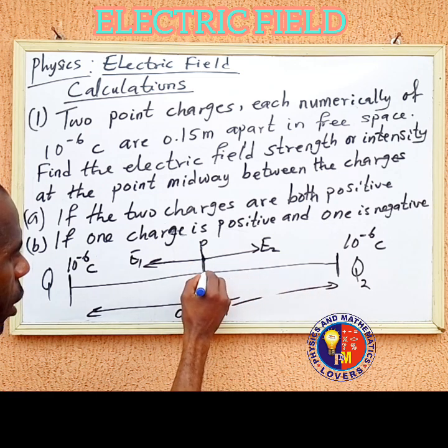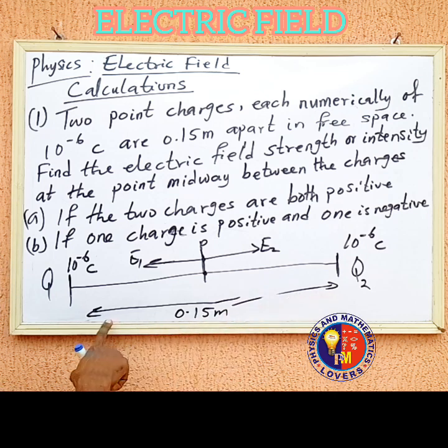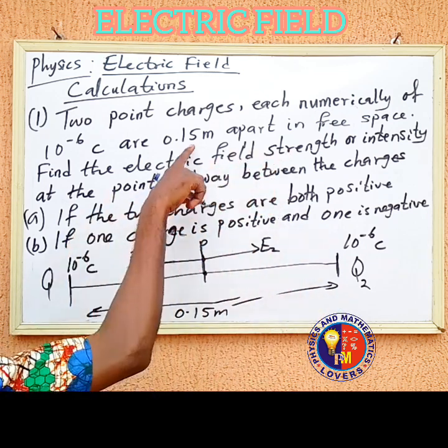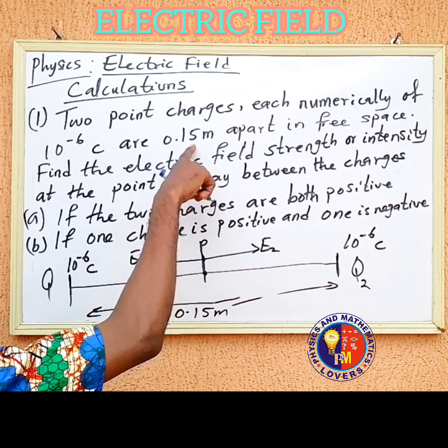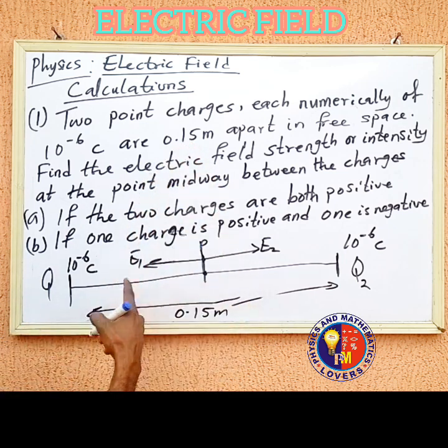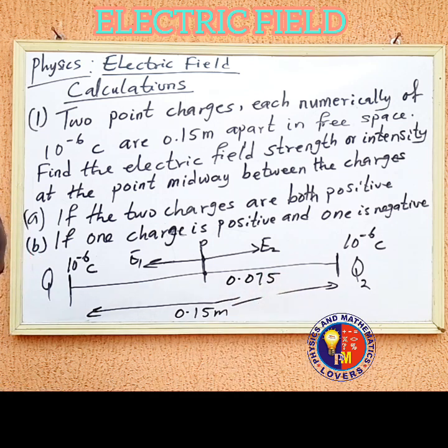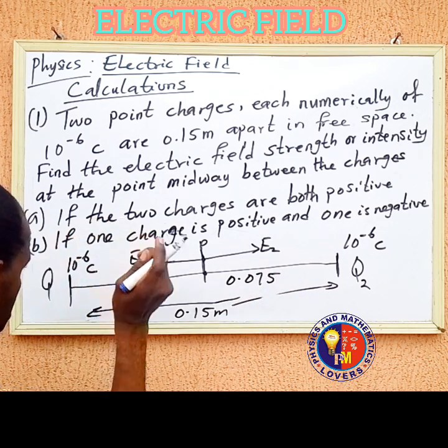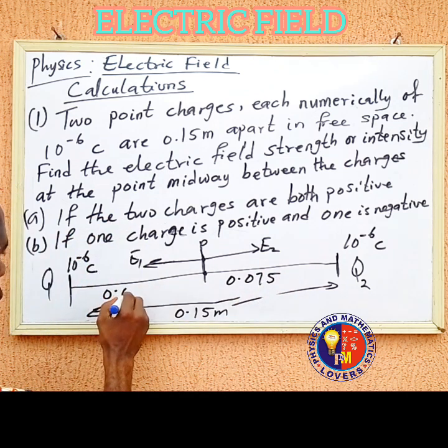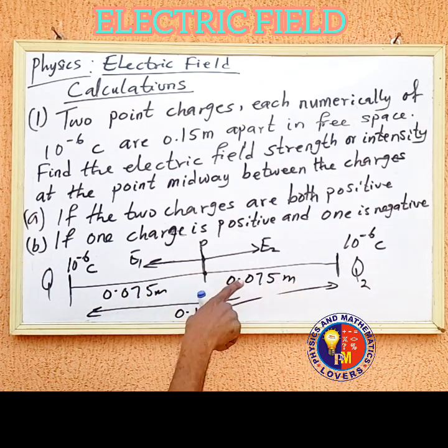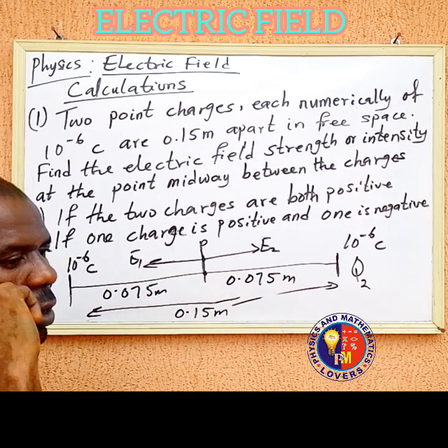So if we decide to share it, since the distance between the two of them is 0.15 meter, if we divide this by 2, this will be 0.075 meters. All right. So now we are going to apply the formula for calculating the electric field strength.